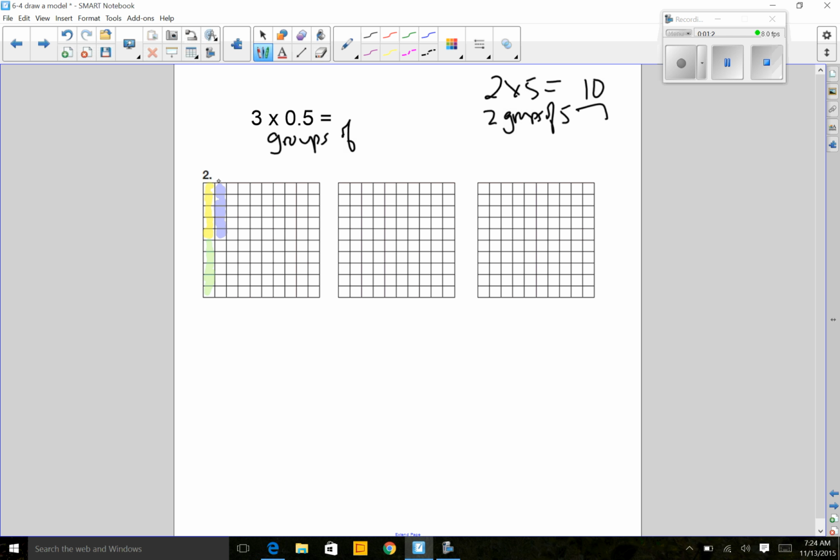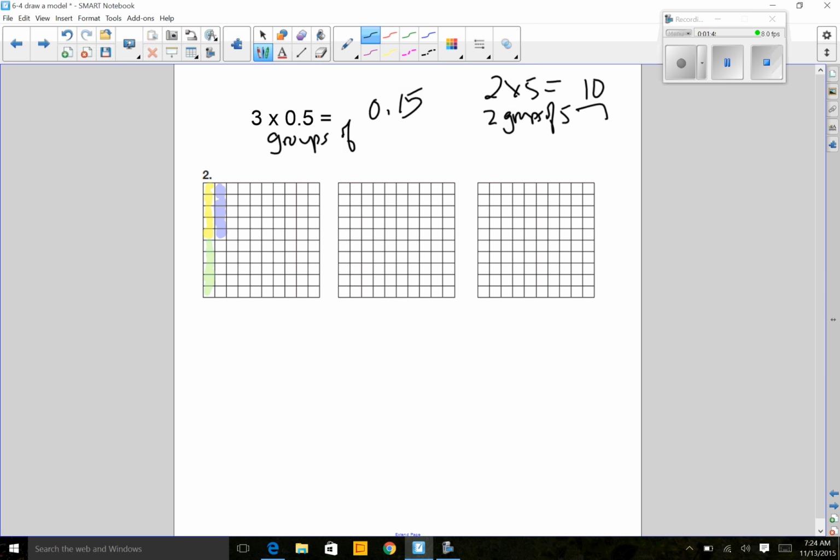And if I counted up, I would have how many hundredths? So each one of these blocks is a hundredth, right? I'd have 1, 2, 3, 4, 5, 6, 7, 8, 9, 10, 11, 12, 13, 14, 15. I would have 15 hundredths because I have 3 groups of 5/10. Didn't need all these other grids, I guess. But it would be the same multiplying any whole number by a decimal.